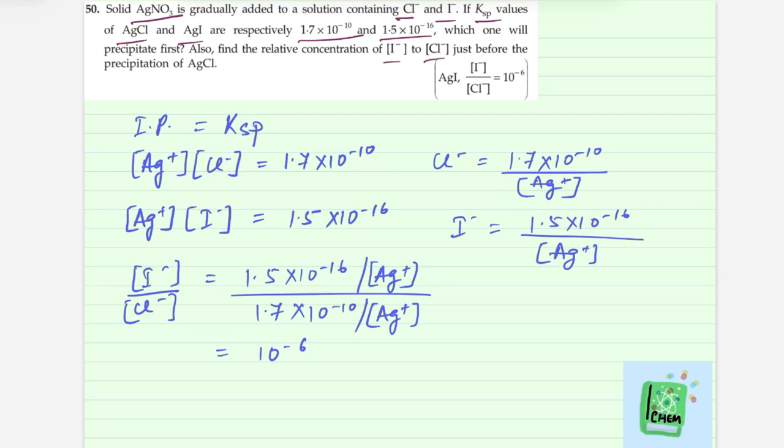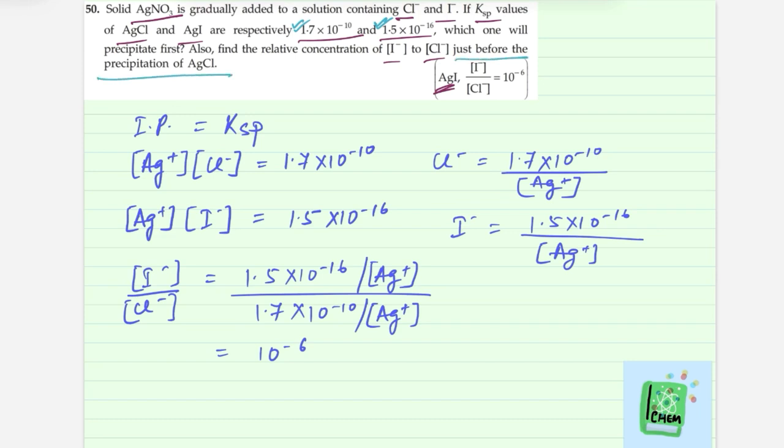The one with lower value of solubility product will precipitate first. So first part of the question answer is silver iodide. The solubility product value of silver iodide is less than silver chloride. So silver iodide will precipitate first. Second part of the question, the concentration of iodide to chloride just before the precipitation of AgCl.